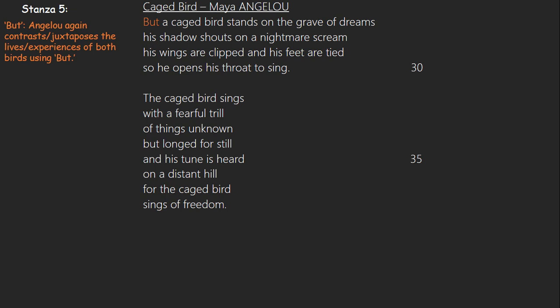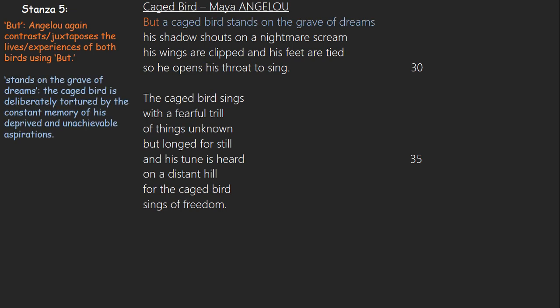In the fifth stanza, again, Maya Angelou introduces the life of the cage bird. She reveals, "but a cage bird stands on the grave of dreams." The use of the word "but" shows that Angelou is contrasting or juxtaposing the lives and experiences of both birds. Standing on the grave of dreams, the cage bird is deliberately tortured by the constant memory of his deprived and unachievable dreams.